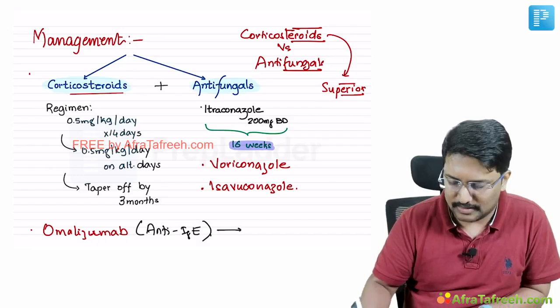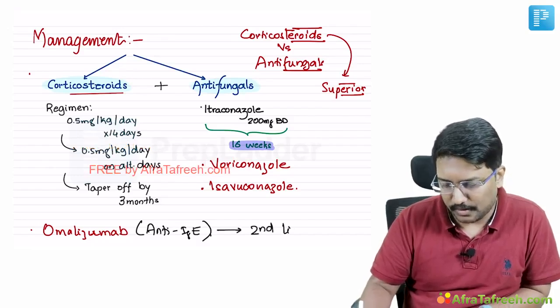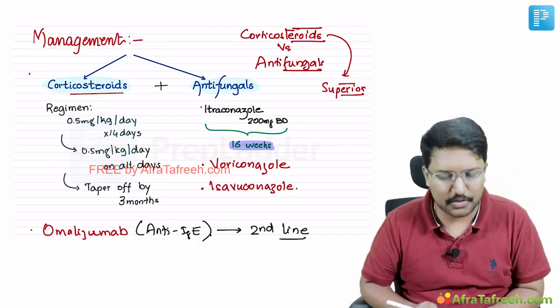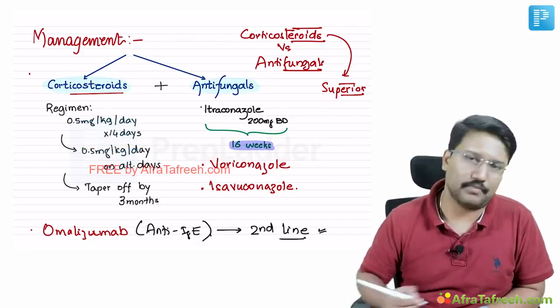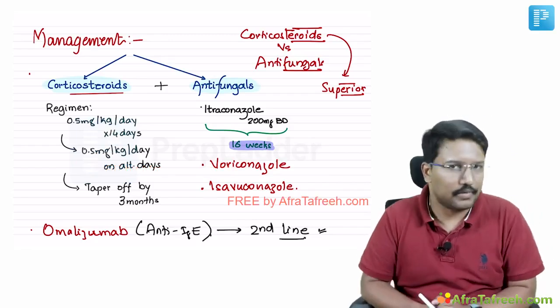This can be offered as a second line agent if the first line agents, which are our combination of corticosteroids plus antifungals, fail. Then you might consider treating them with omalizumab. Okay, so that's it on this video module, guys.